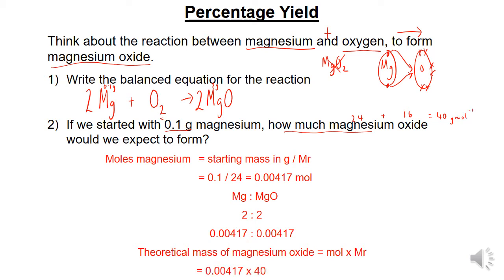And we put that into our equation at the bottom there, 0.00417 times 40 would be a theoretical mass of 0.17 grams of magnesium oxide formed if we started from 0.1 grams of magnesium. So that is a reacting mass calculation. And what we've just done there is we've worked out a theoretical mass. Okay, this is saying if the reaction is perfect, how much magnesium oxide would be formed if we started with 0.1 grams of magnesium.